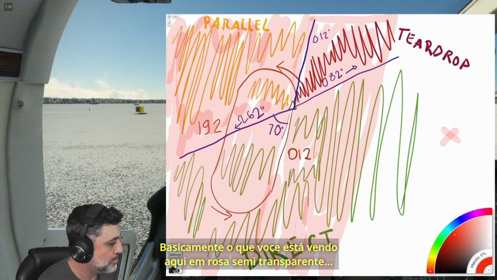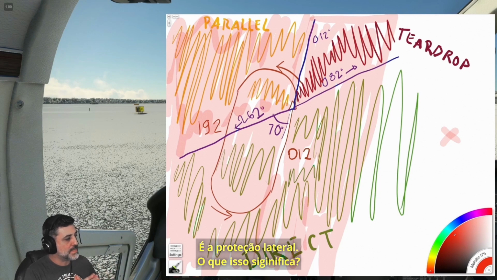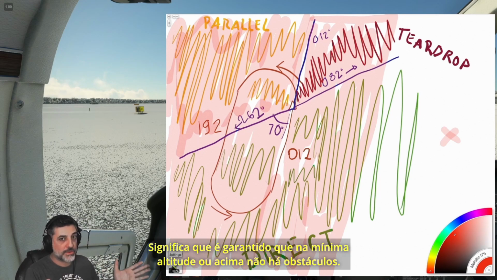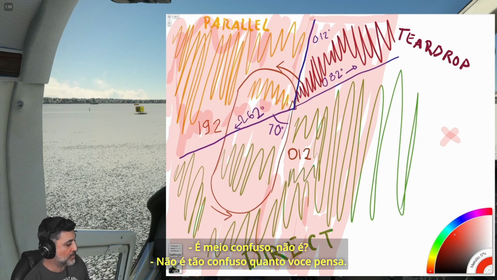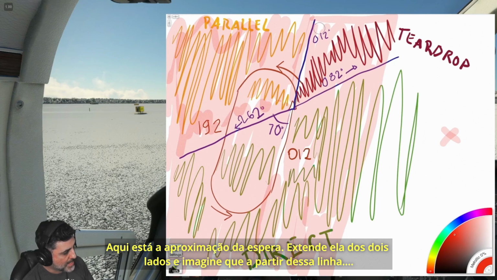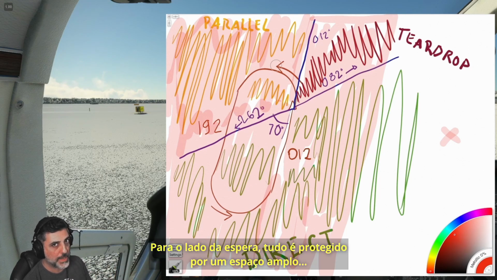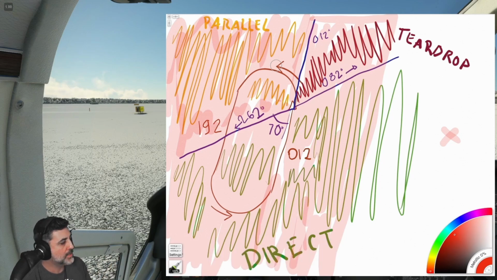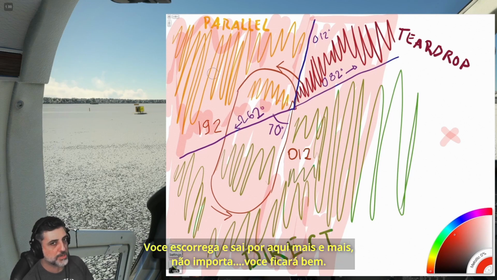Basically, what you're seeing here in pink, semi-transparent, is the protected side. So what does that mean? That means that obstacle clearance is guaranteed from the minimum hold altitude and up, anywhere in the pink area. And you're like, well, it's a little confusing. Well, it's not as confusing as you think. Here's the inbound of the hold. Extend that both ways, and imagine that from that line where the inbound lays to the hold side, everything is protected for a really wide space. So even if you're doing a mediocre job at this hold, you're really sloppy, you end up getting out over here more, that doesn't matter.